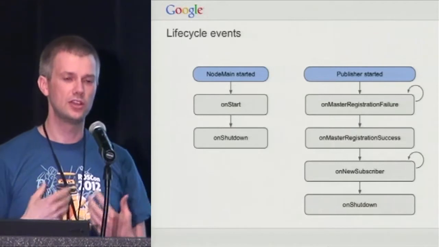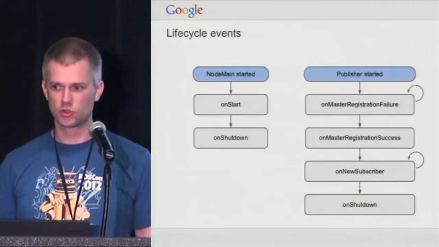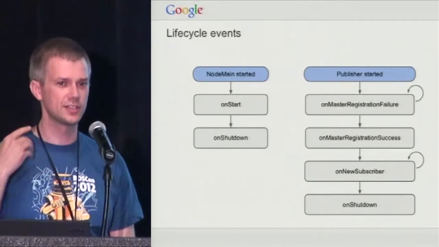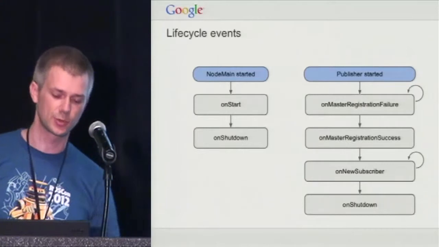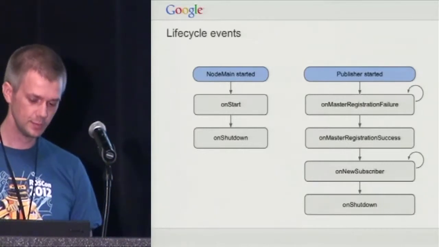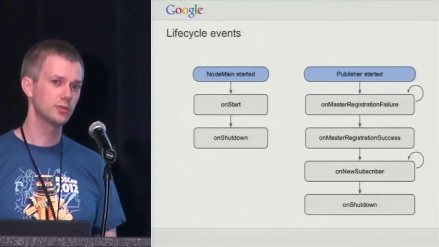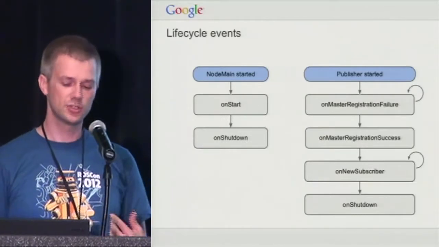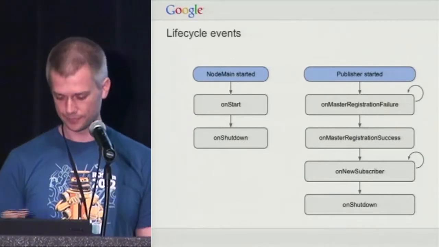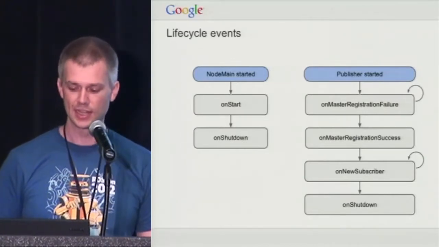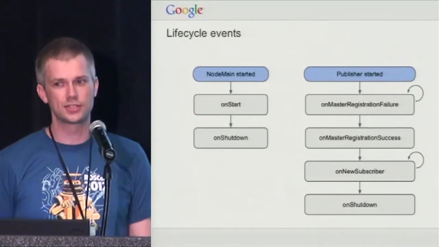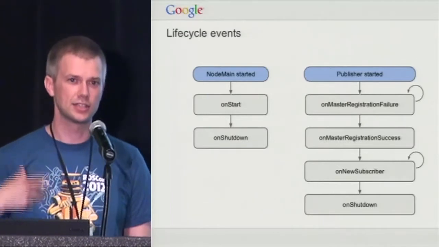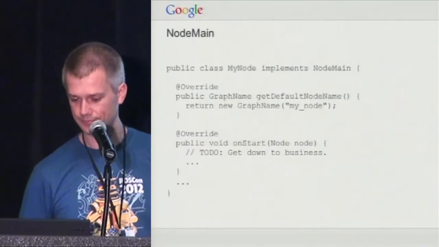And at that point, in your node main, you're actually able to start doing things, making publishers, creating subscribers, that sort of thing. But the lifecycle events actually go beyond that into other objects that are used as well. So publishers, for example, you can add listeners to them that will be called when master registration fails or succeeds, when new subscribers are added, when it gets shut down, things like that. This is just a small selection of the ones that exist. And some of these things will actually be called multiple times. In the case of on master registration failure, that can happen repeatedly. And so you might actually see that event multiple times.